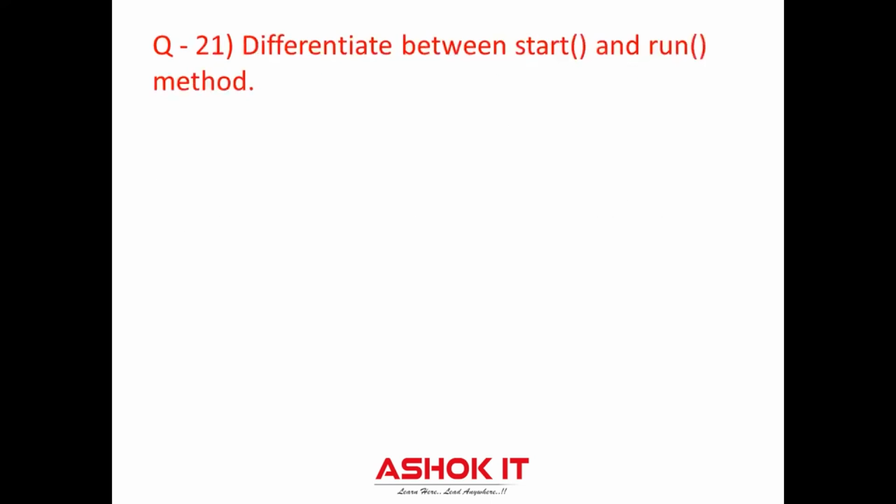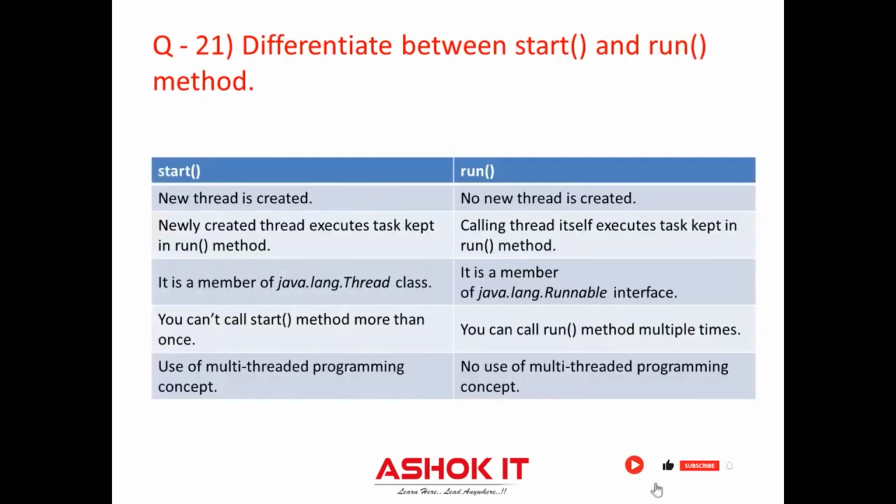Question number 21. Differentiate between start and run method. With the start method, a new thread is created. When you call the run method, no new thread is created. When you call the start method, the newly created thread executes the task kept in the run method. With run, the calling thread itself executes the task kept in the run method. The start method is a member of the java.lang.Thread class, whereas the run method is a member of the java.lang.Runnable interface.